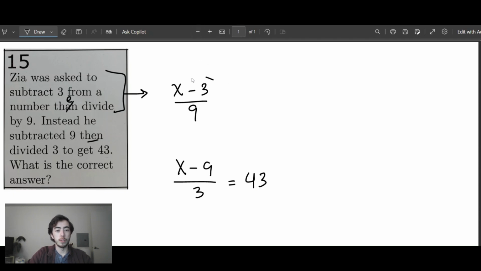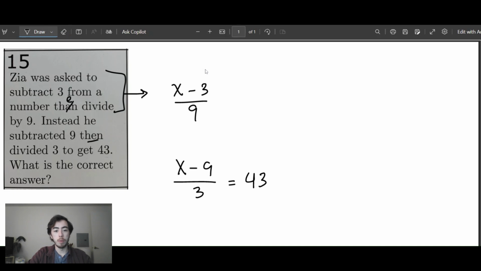So it looks like, if you subtract by 3, then divide by 9, that's probably going to do something different from subtracting by 9, then dividing by 3. You're just kind of swapping the numbers around. What is the correct answer?